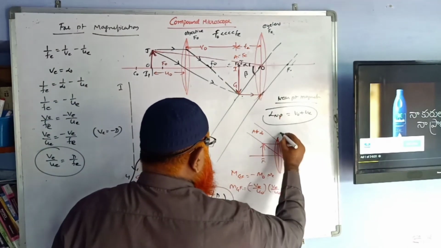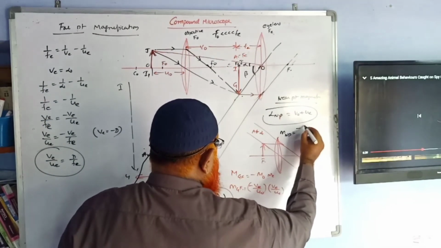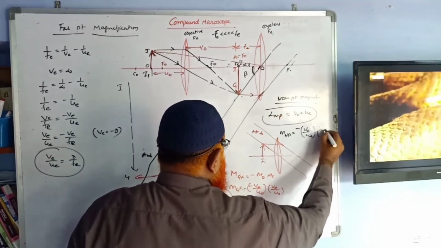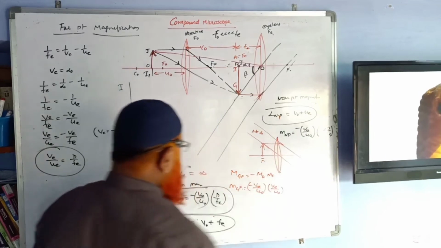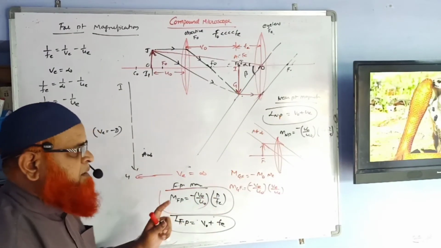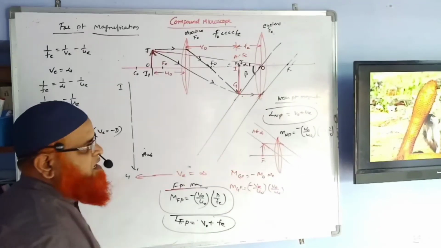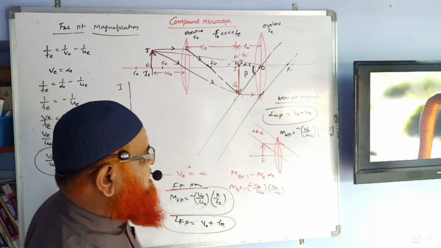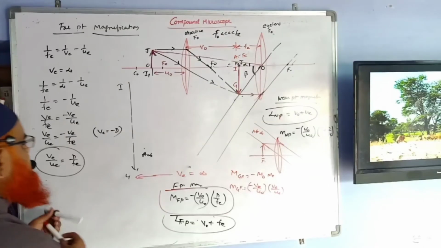And magnification at near point was considered as minus V naught by U naught, and this is considered to be 1 plus D by FE in the previous case. But in this case now, it is going to be minus V naught by U naught and D by FE. So this is the comparison between near point and far point. But one more formula you can write.